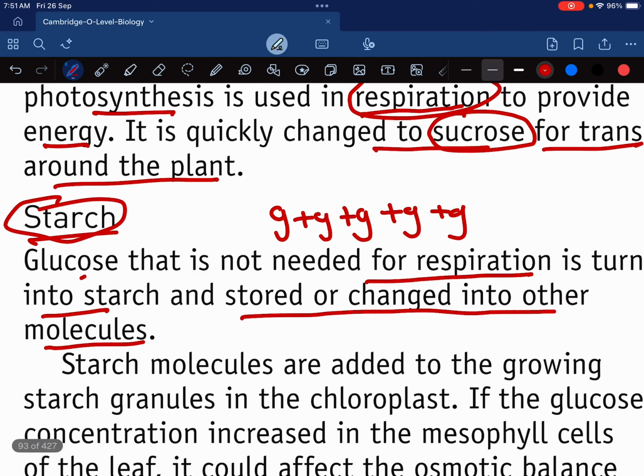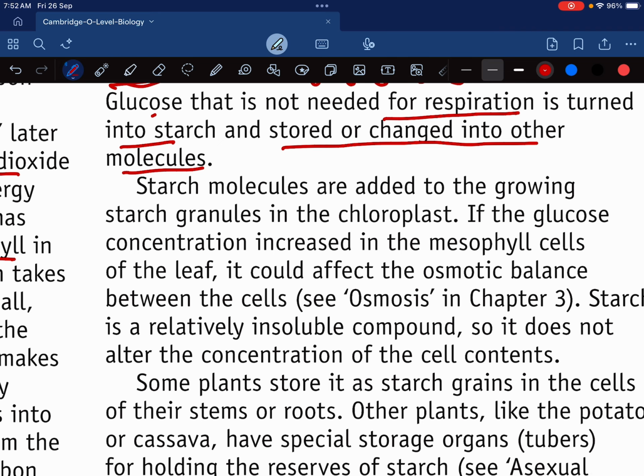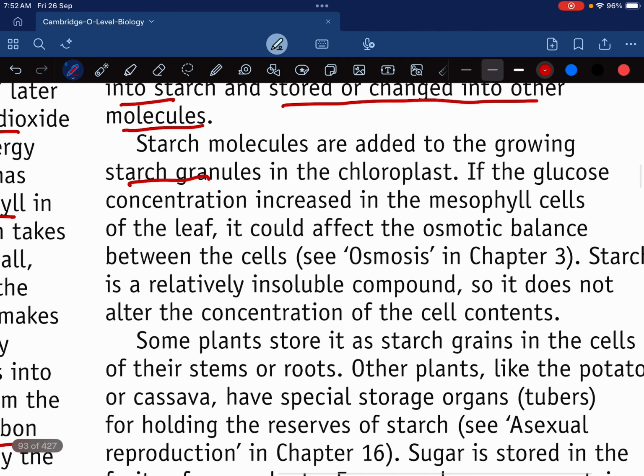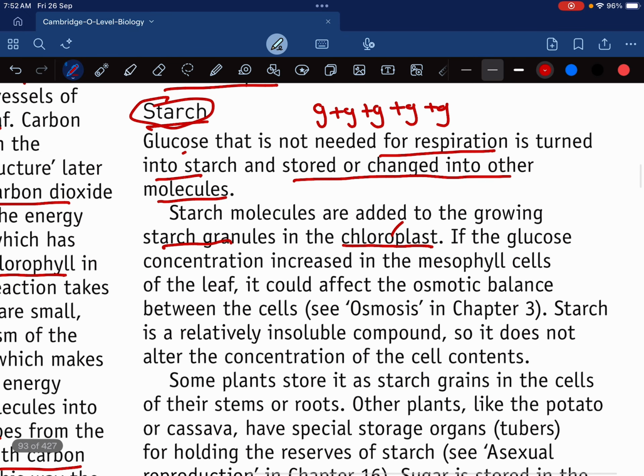और स्टार्च बनता कैसे? विद द हेल्प ऑफ एडिंग मल्टीपल ग्लूकोज मॉलिक्यूल्स विद वन अनदर. तो ऑफकोर्स दैट्स गोना फॉर्म स्टार्च एज अ स्टोर्ड कंपाउंड. स्टार्च मॉलिक्यूल्स आर एडेड टू द ग्रोइंग स्टार्च ग्रैन्यूल्स इन द क्लोरोप्लास्ट. हमने अब क्या पढ़ा? क्लोरोप्लास्ट में दो चीज़ें हैं राइट.